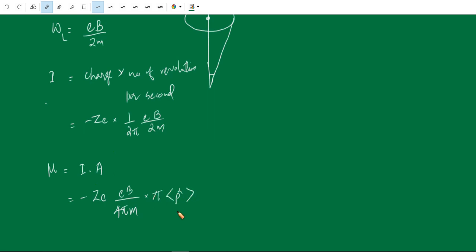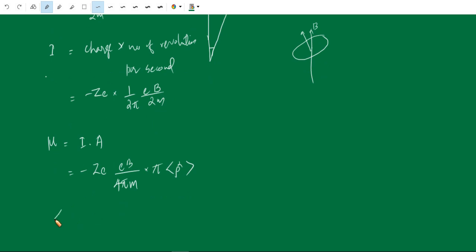rho square. Here the plane of the loop precesses about the magnetic field. This is the direction of the plane of the loop, and this plane precesses about the field with the frequency omega L equal to eB by 2m. Then the magnetic moment due to this precession is I into A, which is given by this relation. Here the area of the loop is pi rho square.